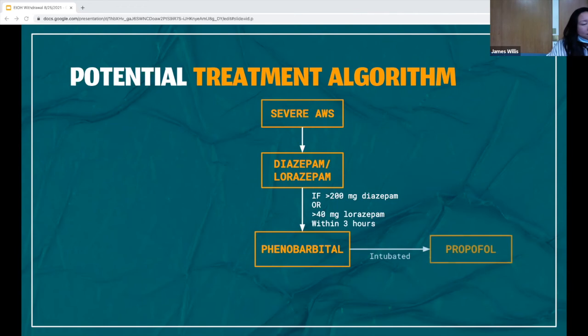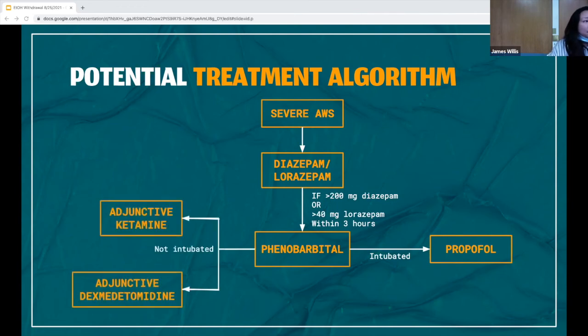Of course, if they're intubated, you want to start them on propofol. And if you want to add an adjunct to Phenobarb and they're not intubated, you could consider adding either ketamine or Precedex. There's no evidence to choose one over the other, but physiologically, ketamine makes more sense because it actually addresses some of the underlying issues.